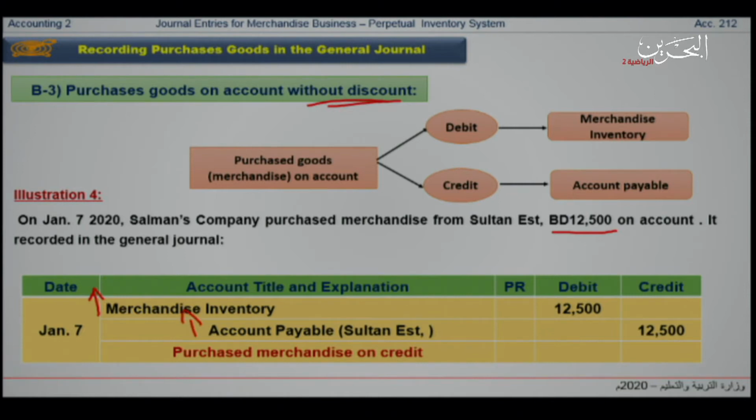So, my liability also will increase. The inventory will increase and it will affect the debit side with the 12,500, and my liability, which is the account payable, will increase also on the credit side with the amount of 12,500.